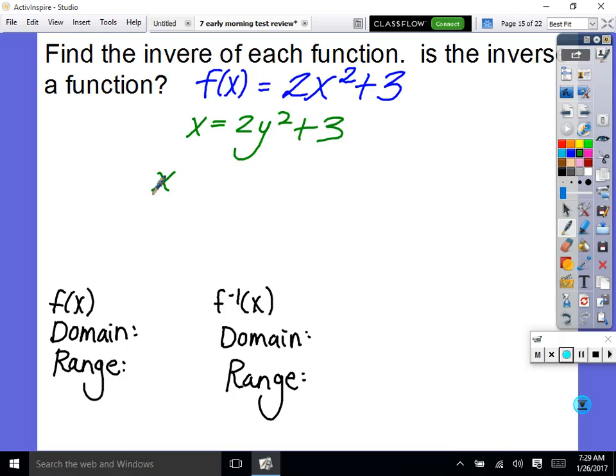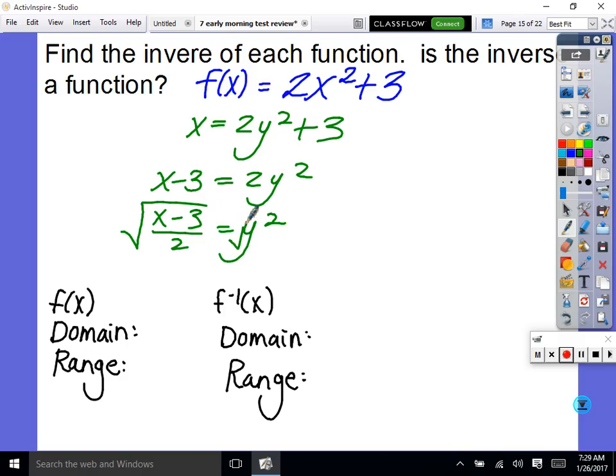We'd subtract 3. x minus 3 equals 2y squared, right? Divide by 2. x minus 3 divided by 2 equals y squared. Then we'll square root both sides, correct? What did I forget? The plus or minus, correct? It's a full quadratic, so you need the plus and minus. This would be an acceptable answer on a regular level.